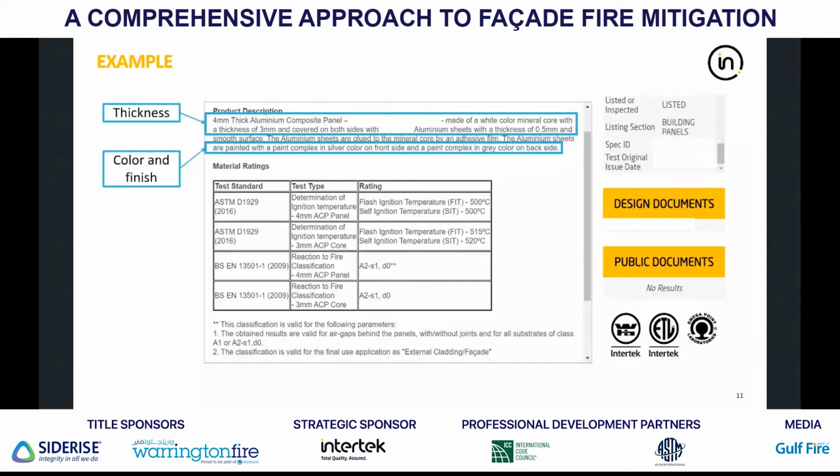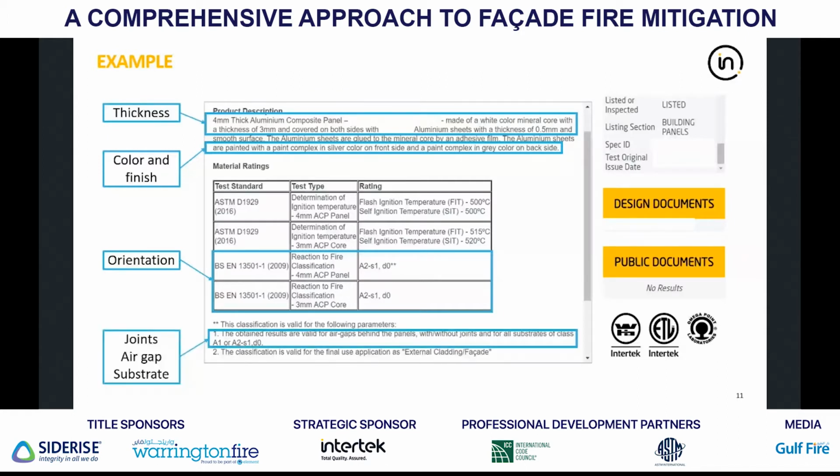Second thing we'll find, color and finish. Okay, this is in no specific order. You'll find it like this as long as the information is there and you can find it, that's good enough. Color and finish are a limitation. The orientation, so we can see that it's 13501-1 and the classification doesn't have any sub-index. So this is only applicable for vertical walls and ceiling. Okay, and now we mentioned joints, air gap, and substrate. So you will find it here. The phrasing can be different, but the important thing is that all the information is available.